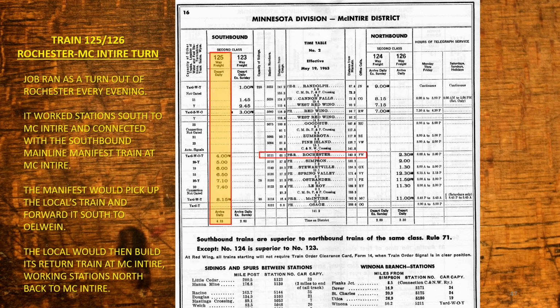And here you can see in the timetable, he's going south, and the stations we stop at on the layout are highlighted in red. So you'll see Rochester, Simpson, Ostrander, McIntyre, and then you head back up north after your work is done at McIntyre, and then head back north, working the stations going back north.